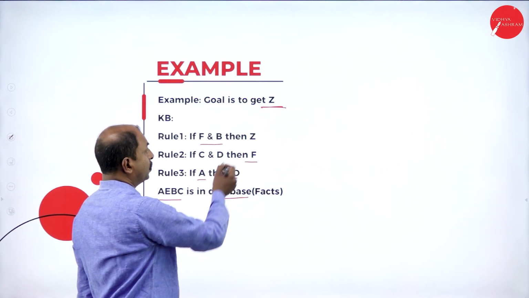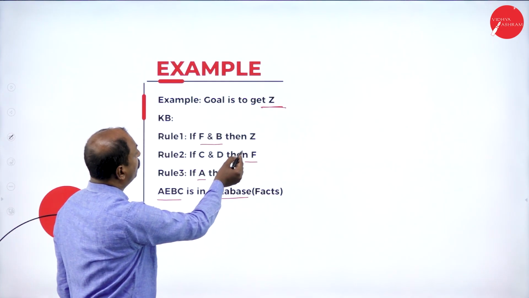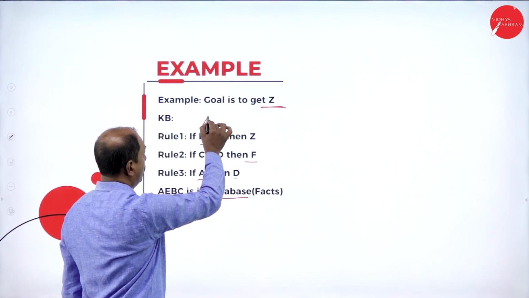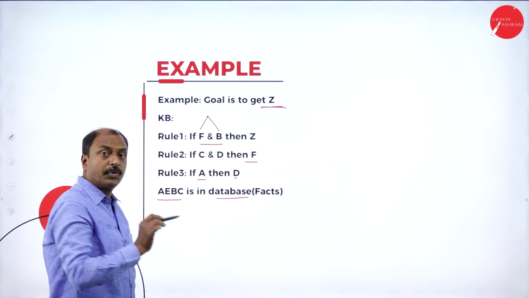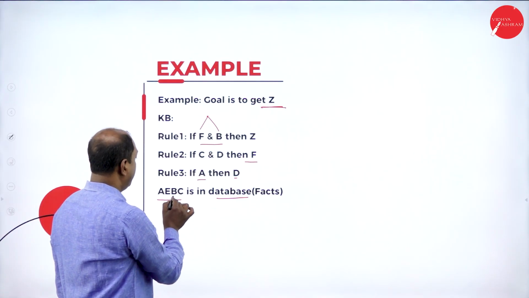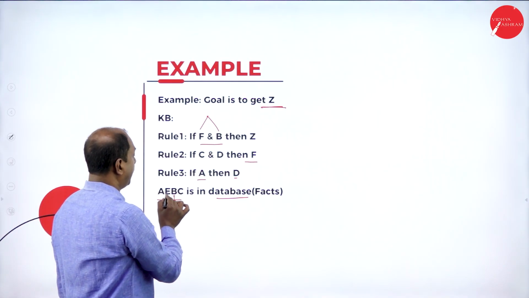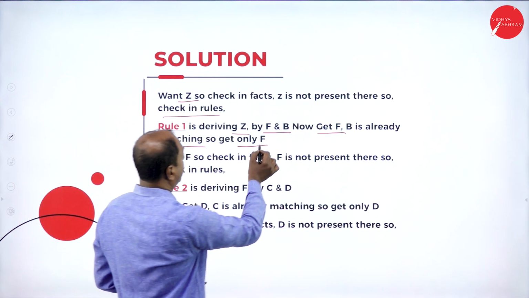So already is a goal. With the help of Z, so Z is available here, we have to get F and B, both the variables, into the database. If you look at the database, as of now, B is already available, E is there, and only we have to get F. According to rule 1, only we have to get F.